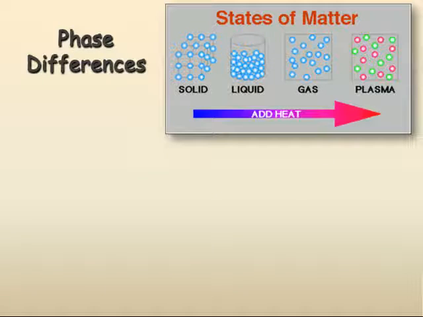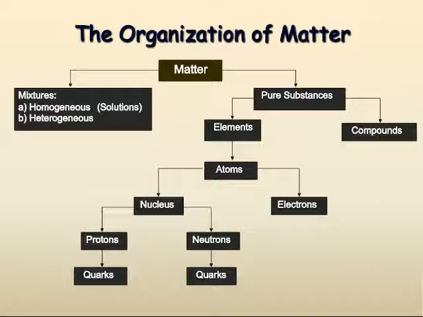Oh, goodness. Too fast. So we have matter. Matter is best defined as anything occupying space or having mass. It's the material of the universe. Matter is complex and has many levels of organization. And in this video lecture, we're going to look at that.